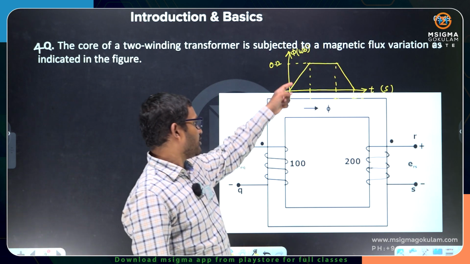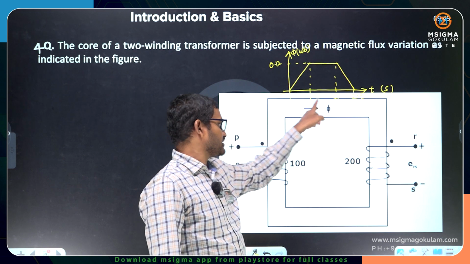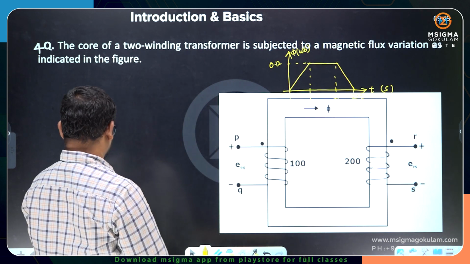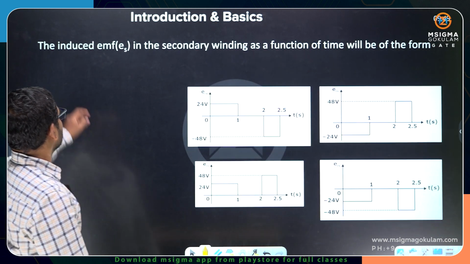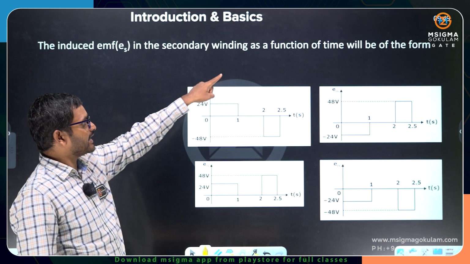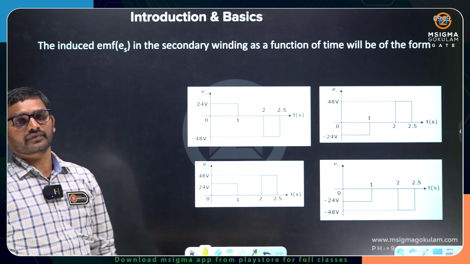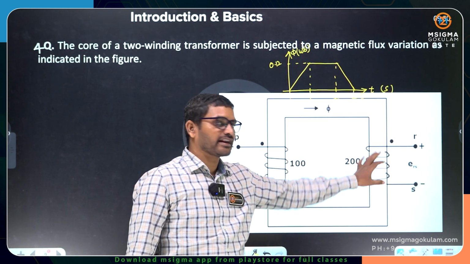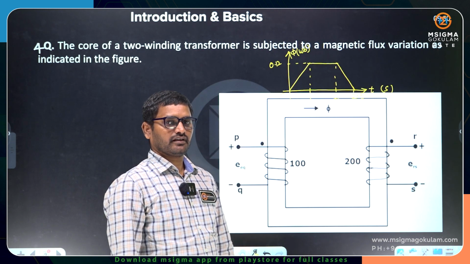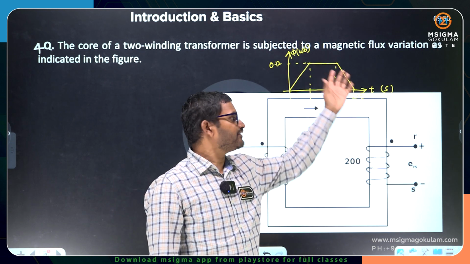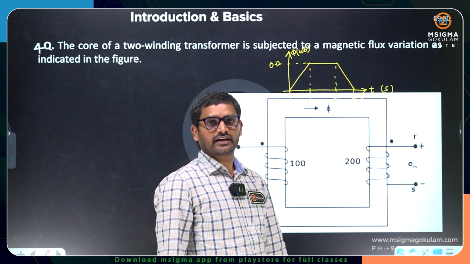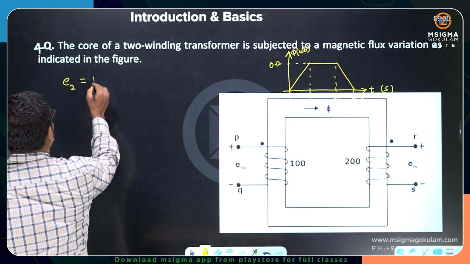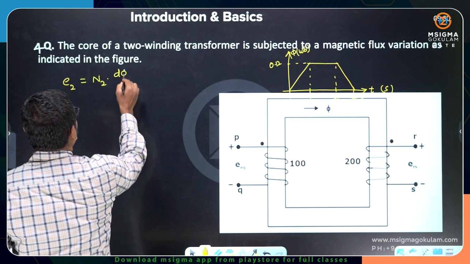If this kind of waveform is established in the core, no doubt EMF will be induced. What is he asking? He is asking for the induced EMF in the secondary winding as a function of time, not in this winding. We know the flux, so the induced EMF is going to be N2 into d phi by dt.